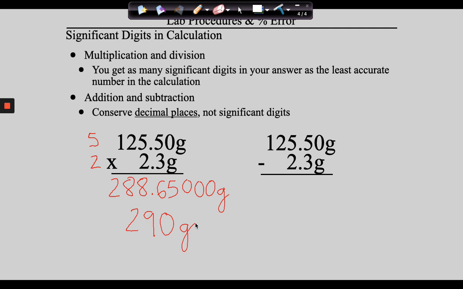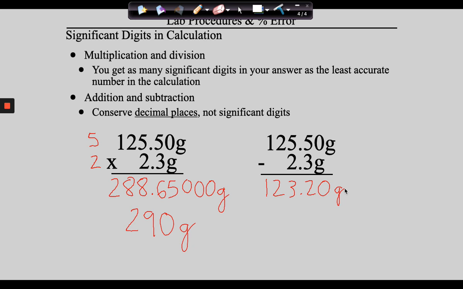Okay, now let's do this. It's time to subtract. I'm pretty good at subtracting. This is 1, this is 2, this is 3, this is 2, this is 0, this is grams. Kind of like the calculation that we did when we did mass by difference. But now we need to round.